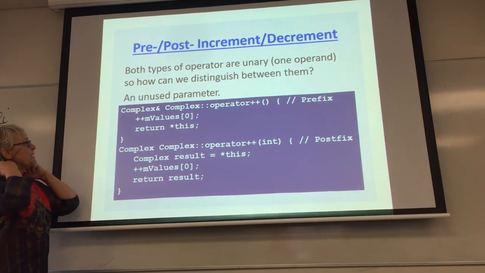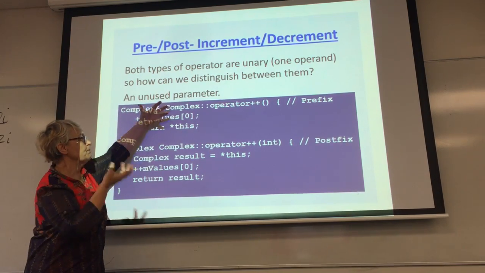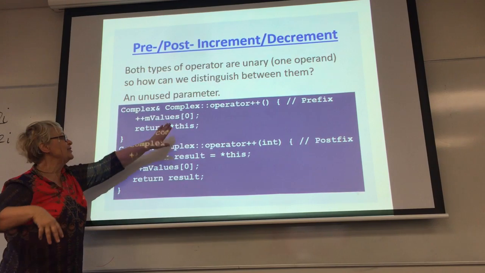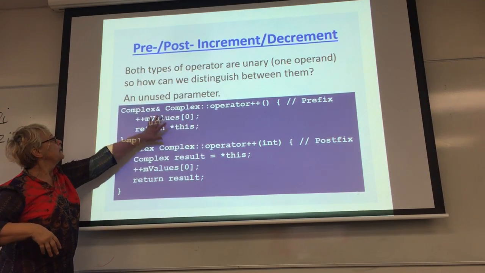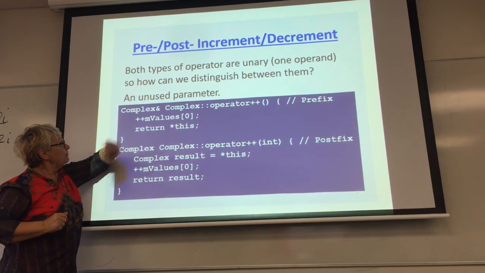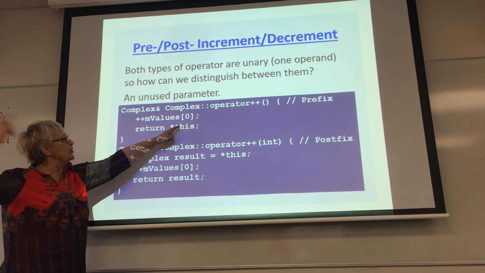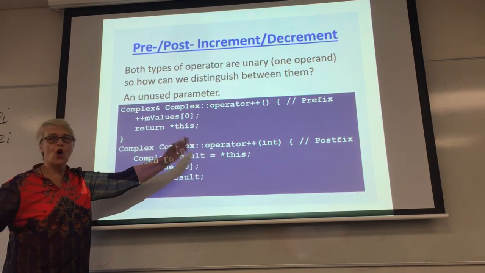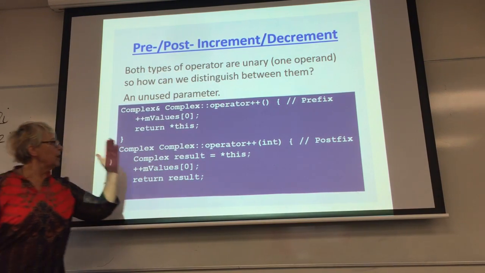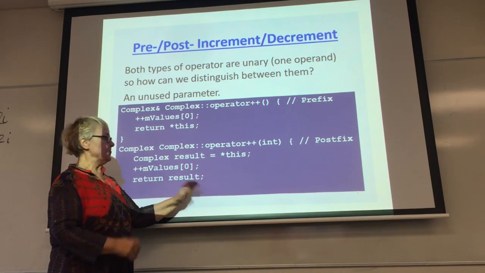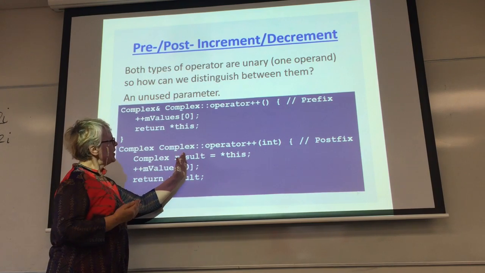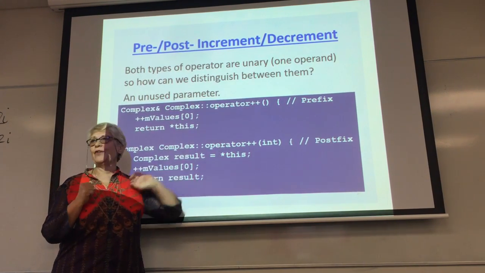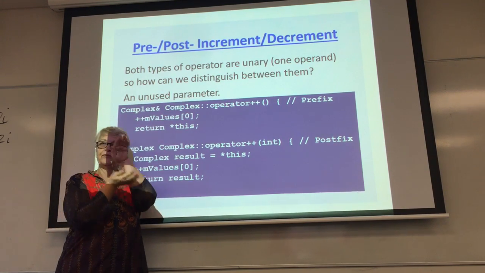And now for implementation, as you can see, for prefix it's simple: the current value is adjusted and returned, by reference, so it can be changed again. For postfix, there is a different approach. Notice that we have here a local variable constructed from the current value. So this is step 1.